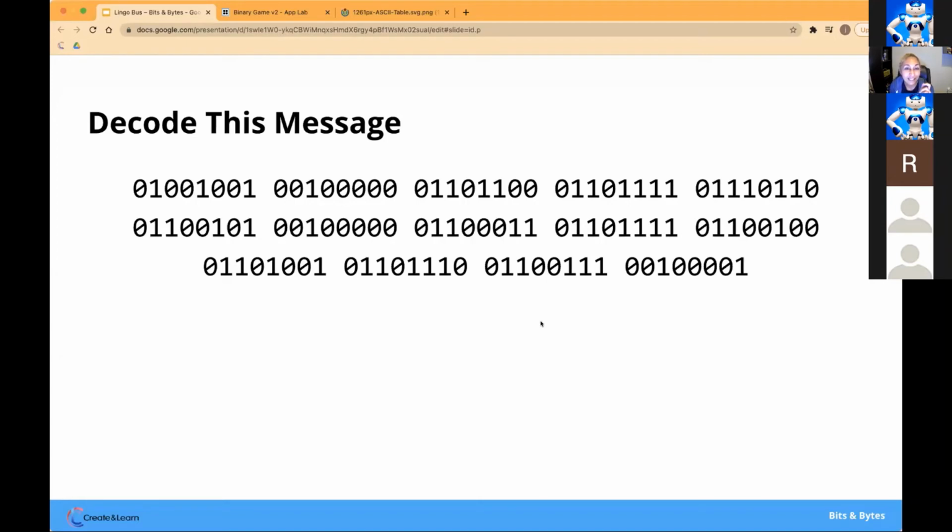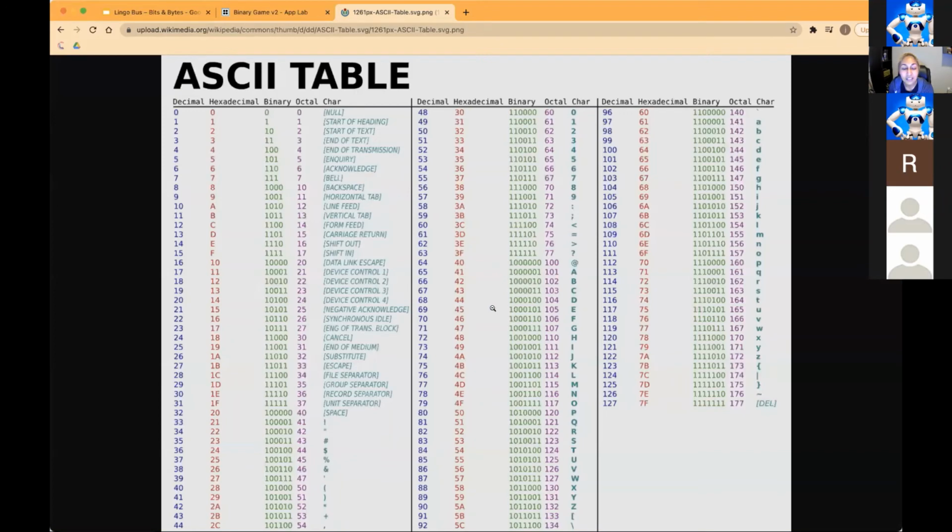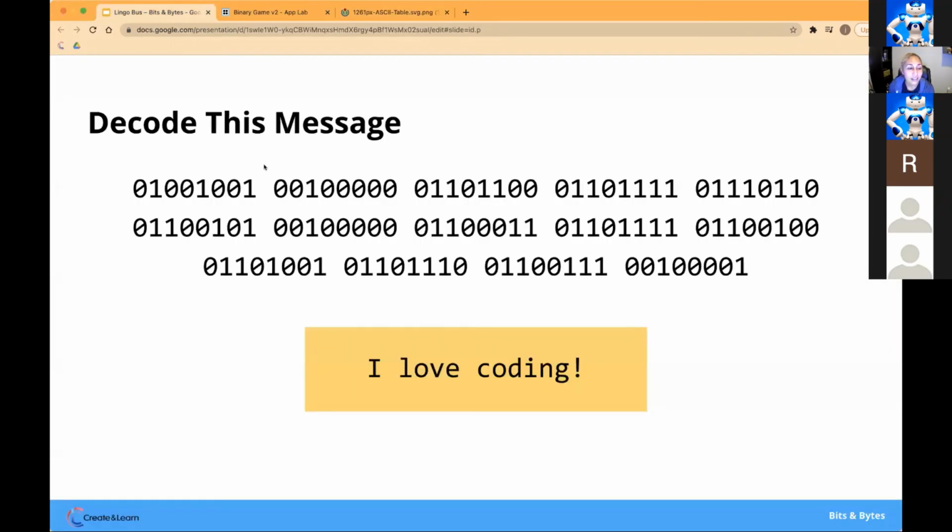All right, so it looks like we're seeing why we're grateful for computers. So this message actually comes out to I love coding. So if I were to go and match up all of these binary numbers to this table, then I would find that this first group is the letter I, the next group is the letter L, the next group is the letter O, and so forth.